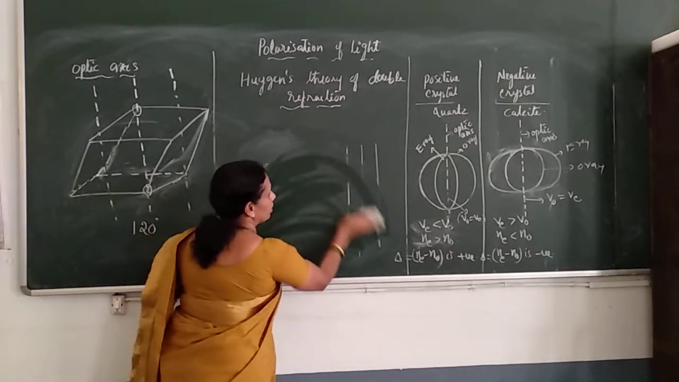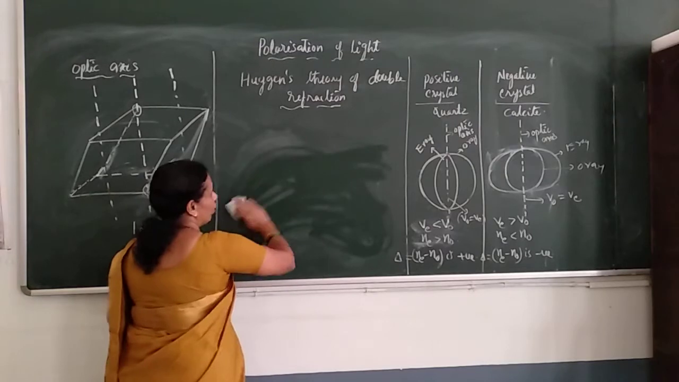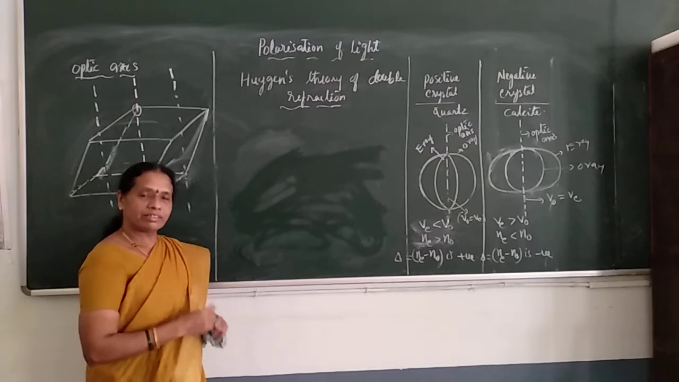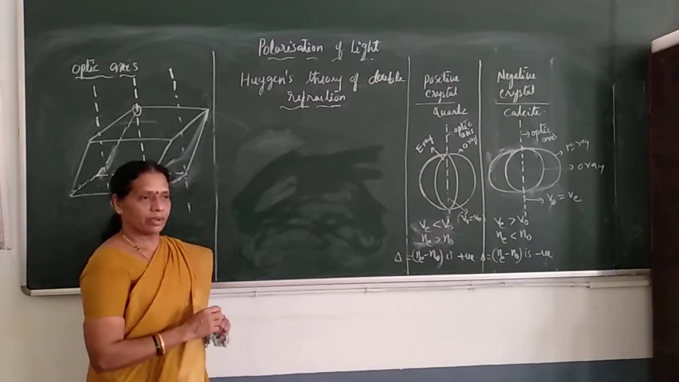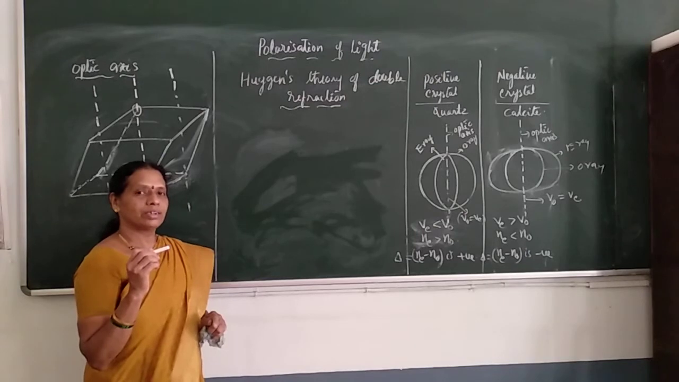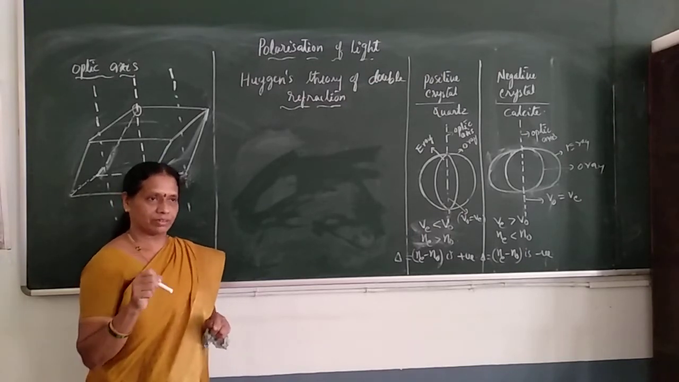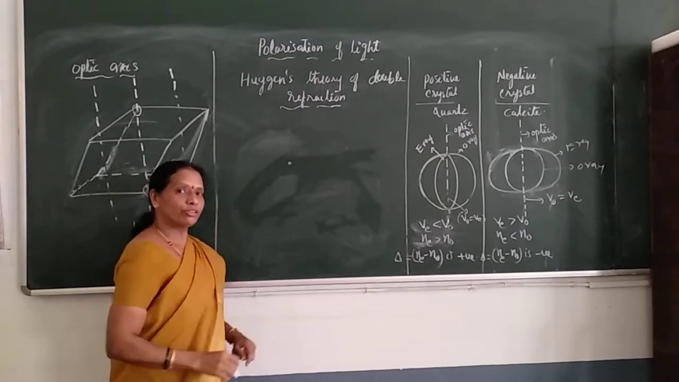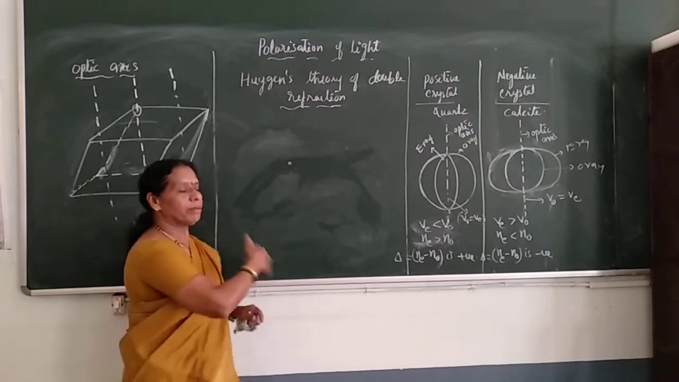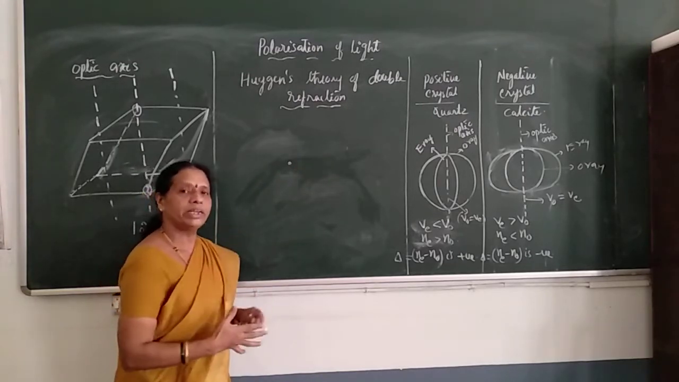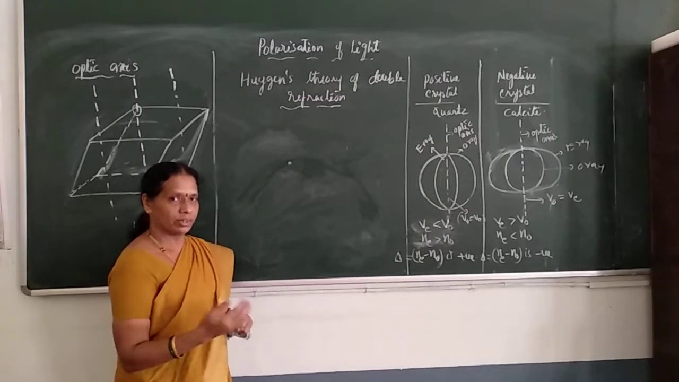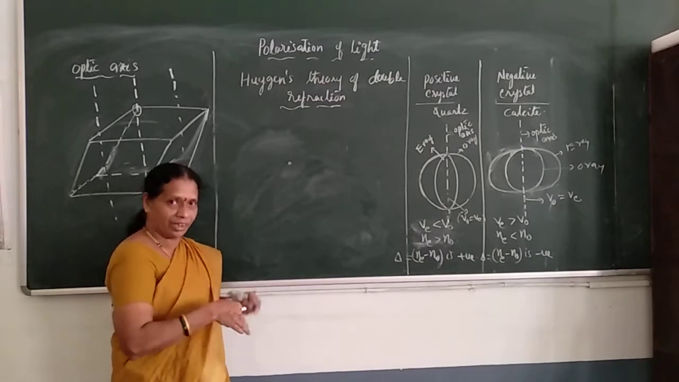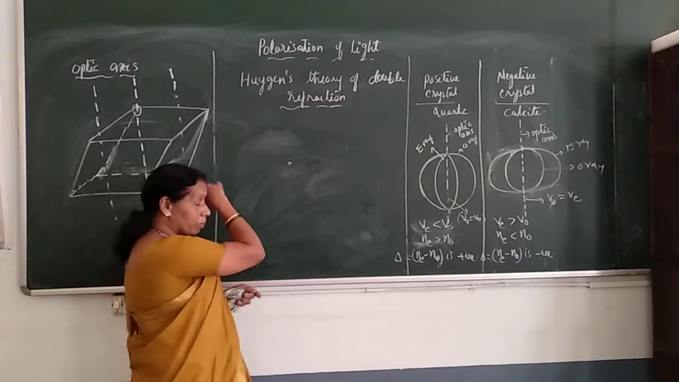Using this theory of wavefronts, Huygens explained double refraction. Now let us consider an isotropic crystal. Isotropic means the property of the crystal is the same in all directions, so there is no double refraction. Suppose a point source is placed inside an isotropic medium, say glass or water.